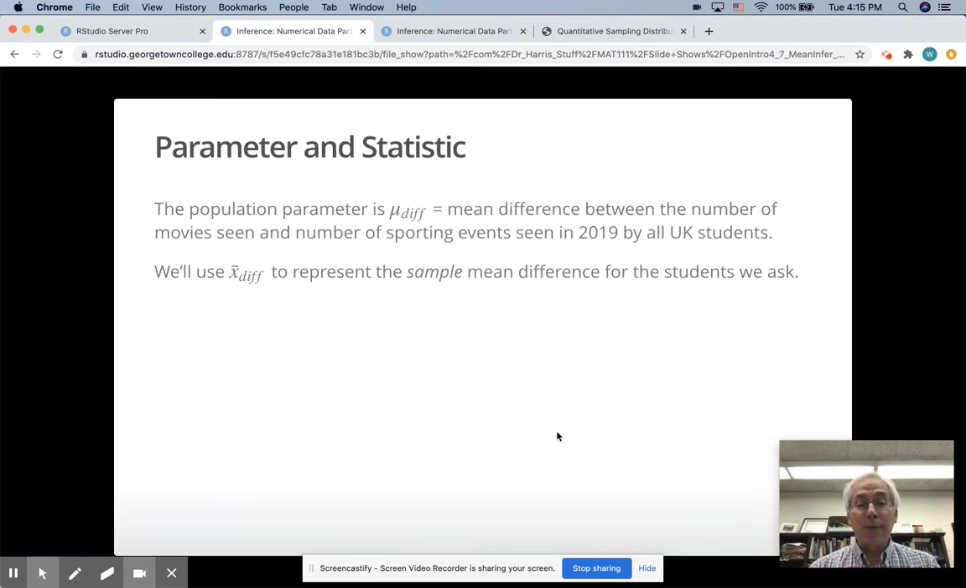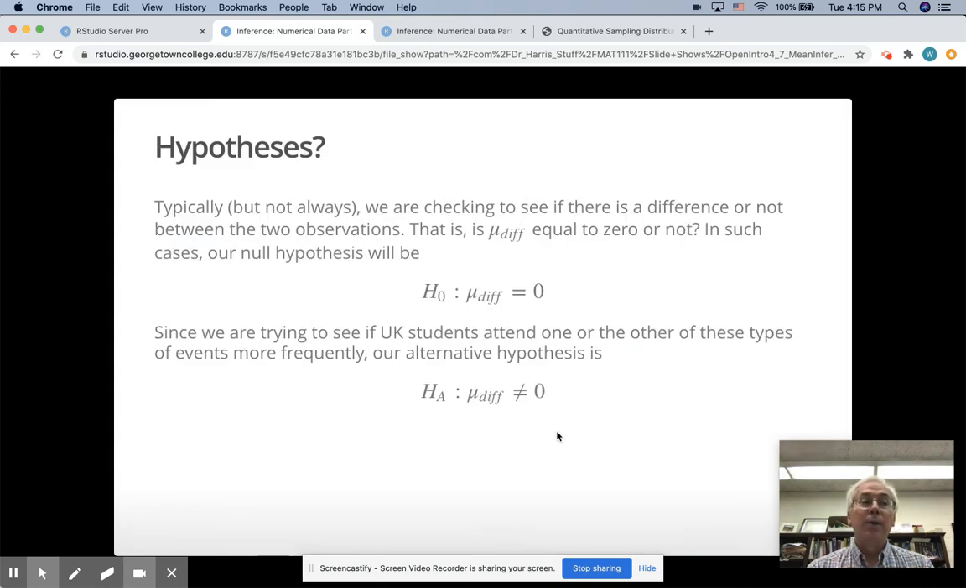What do we do about hypotheses in a situation like this? Well, typically we're checking to see if there is a difference or not. And so our null hypothesis will ordinarily be that mu diff is equal to 0. The two-sided alternative in this case would be that there is a difference between these two numbers and that mu diff is not 0. So again, almost every single time we look at a question like this, we're checking to see, is the mean difference 0 or not? Those are going to be our two hypotheses.